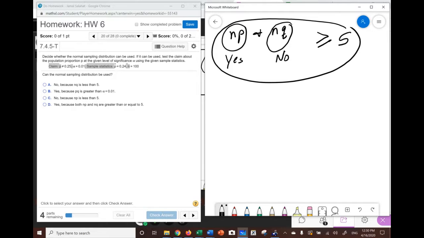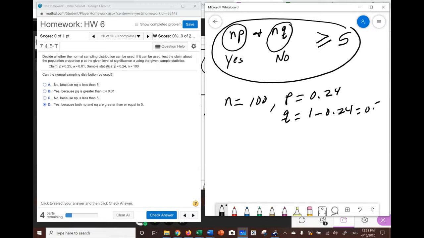Again, to avoid bias. From looking at this problem, we can tell that yes, because both NP and NQ are greater than or equal to 5. The reason is, if we look at the problem here, we know that N is equal to 100, because they say N is 100. And we know that P, the proportion in the sample, is equal to 0.24. And Q will be equal to the complement, which is 1 minus 0.24, which is equal to 0.76.